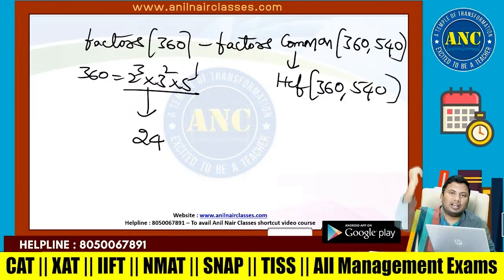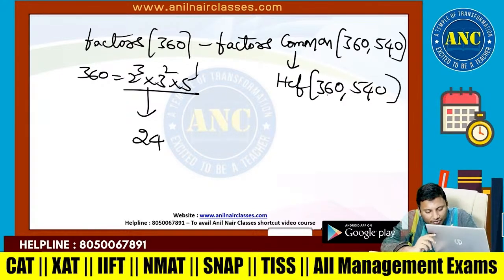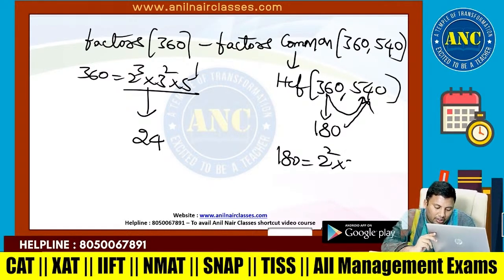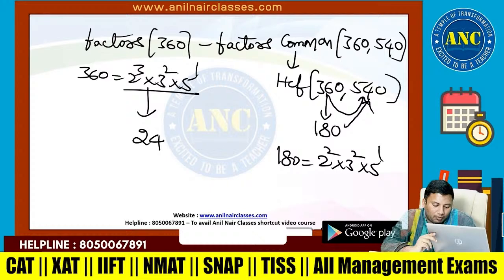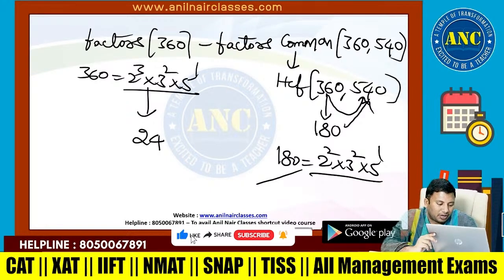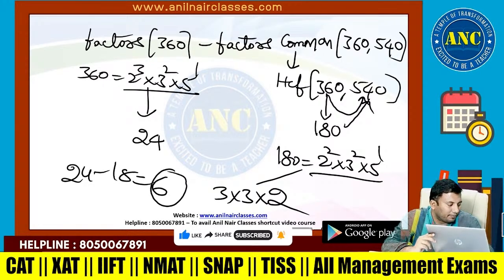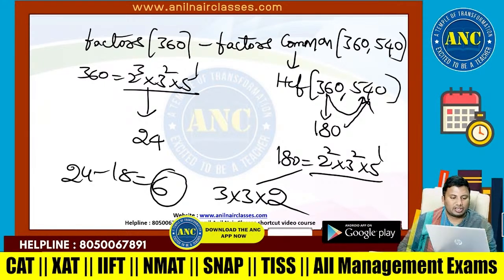Various models on HCF we discussed in our class. 360 does not divide 540. Take the factor of 360, 180. 180 divides 540. 180 is 2 square into 3 square into 5 power 1. What are the factors for this number? 3 into 3 into 2, that is 18. 24 minus 18, the answer is 6.